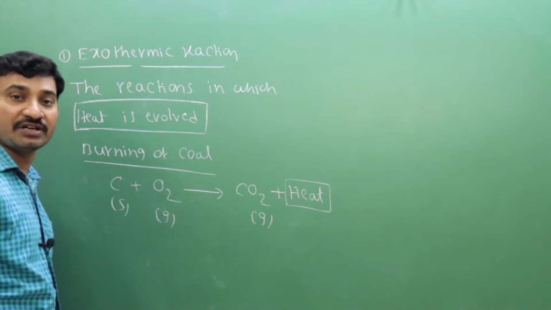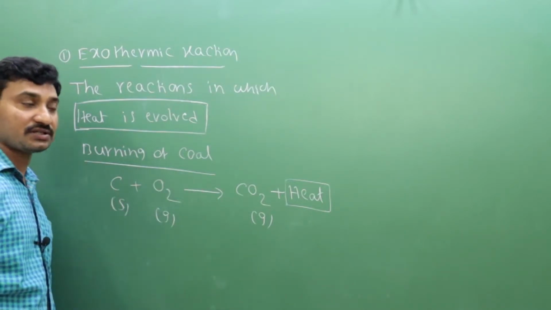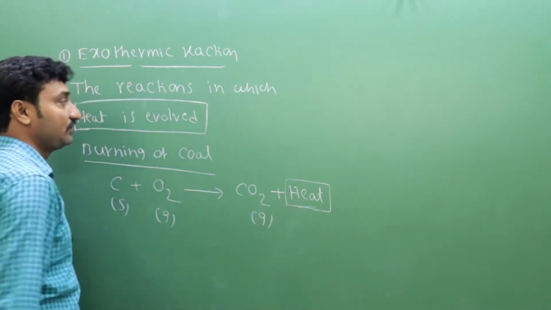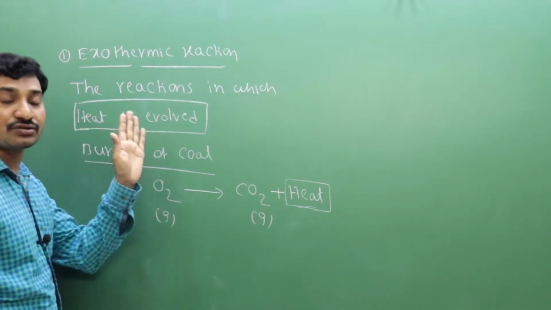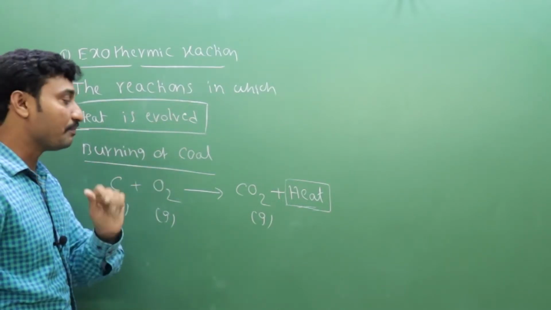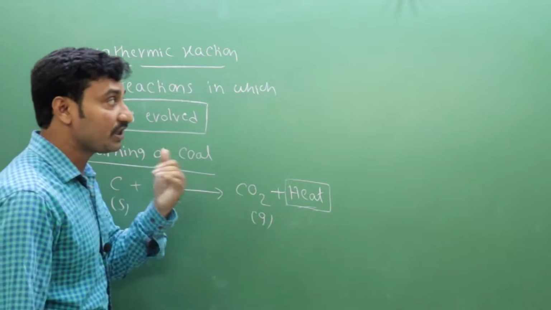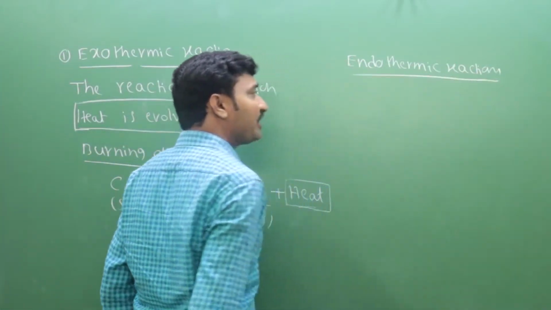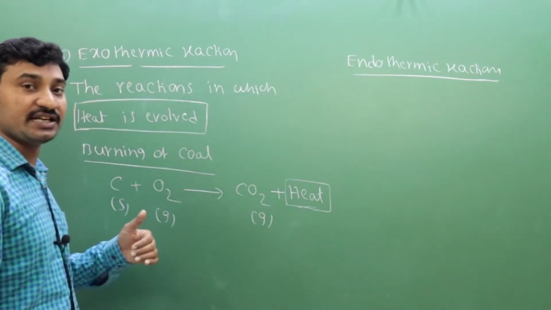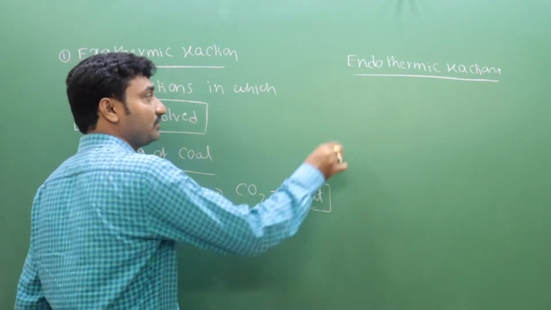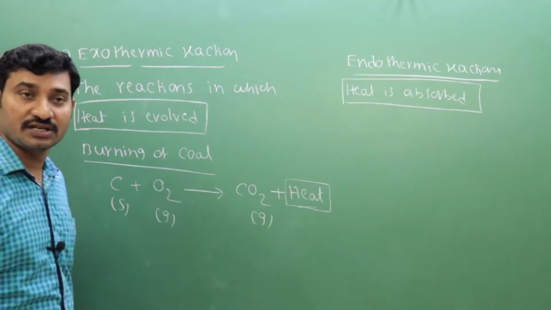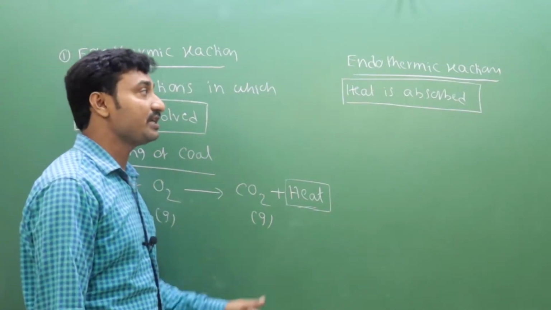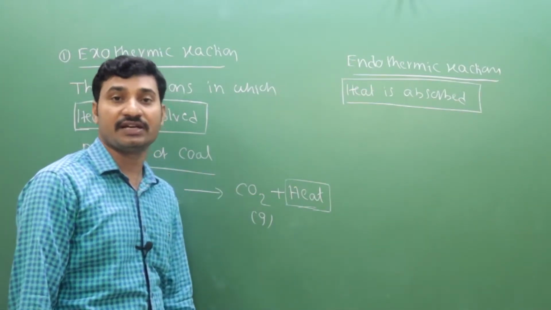Finally, what is an exothermic reaction? During the process, heat is evolved. Those reactions are called exothermic reactions. Burning of coal. Endothermic reaction means the reactions in which heat is absorbed. During the process, heat is absorbed. Those reactions are called endothermic reactions.